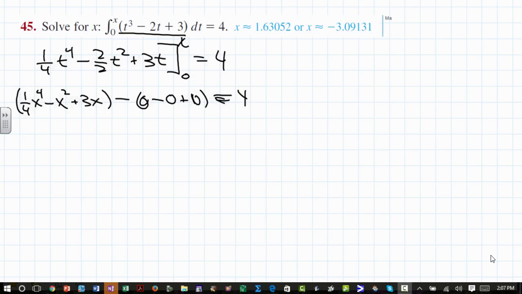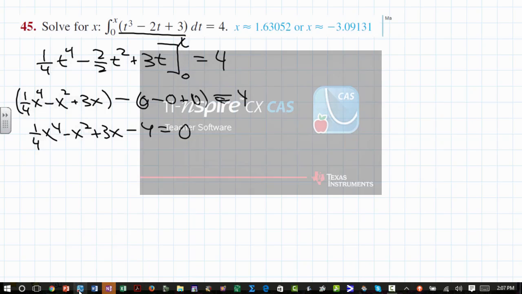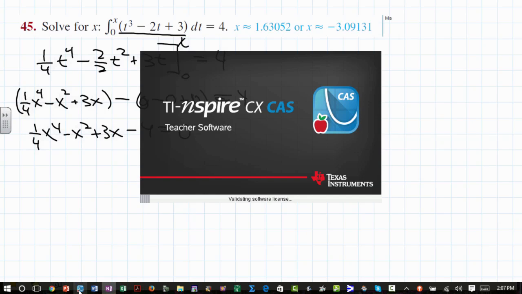All right. So what do we have? 1/4 x to the 4th minus x squared plus 3x minus 4 equals 0. Now, I don't think that I can factor that. I'm not seeing any nice way to factor it. So I am left with the idea that I am going to have to use my calculator to find the zeros of that equation. And someone's going to have to memorize what that expression was so we can find those zeros.